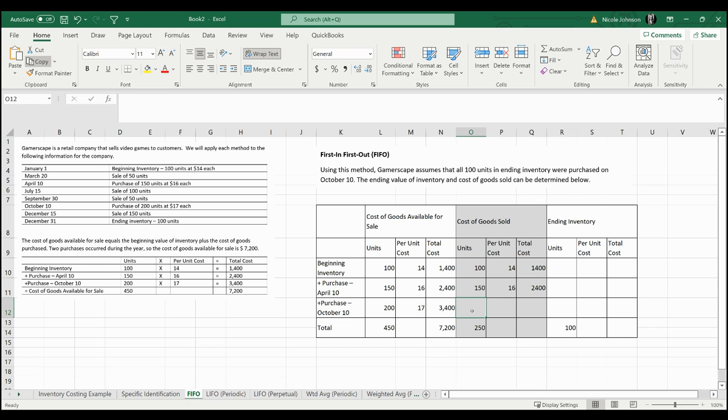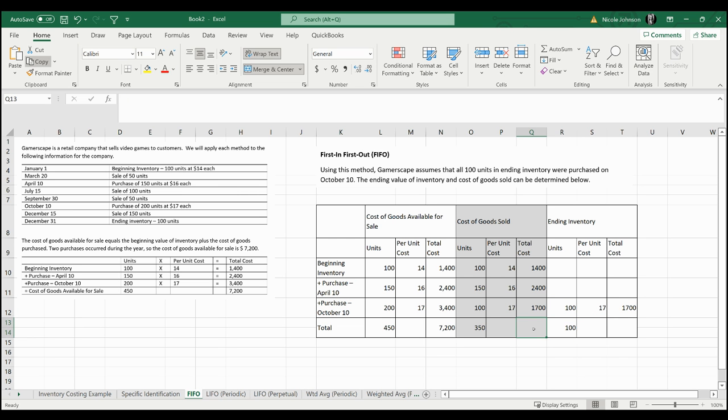Now I need to determine out of this October 10th purchase how many more units I actually sold to get to the 350. So we know 250 plus 100 is going to equal 350. So we sold 100 units out of that October 10th purchase. 100 units that had been purchased at $17 a piece. So we're going to take the 100 times 17. We're going to get 1,700 here. And then the remaining 100 are going to be in our ending inventory. Those that we bought at $17 a piece, 100 times 17.